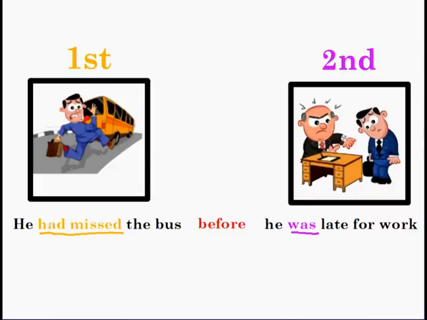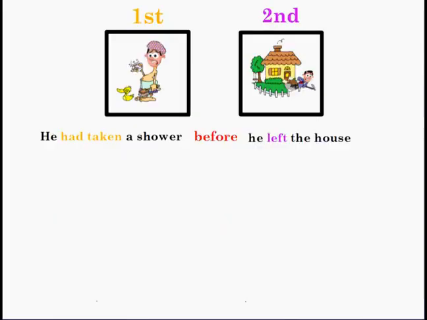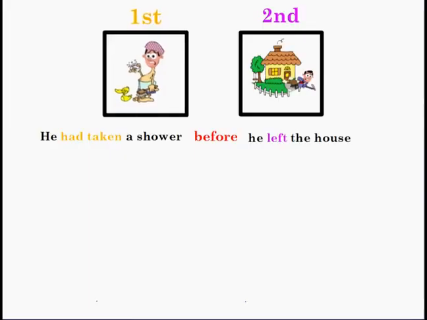Okay. Now, one last thing to think about. So, we said the first action is always the past perfect, and the second action is always the simple past. So I read this sentence like this: He had taken a shower before he left the house. Great, that's a perfect sentence.